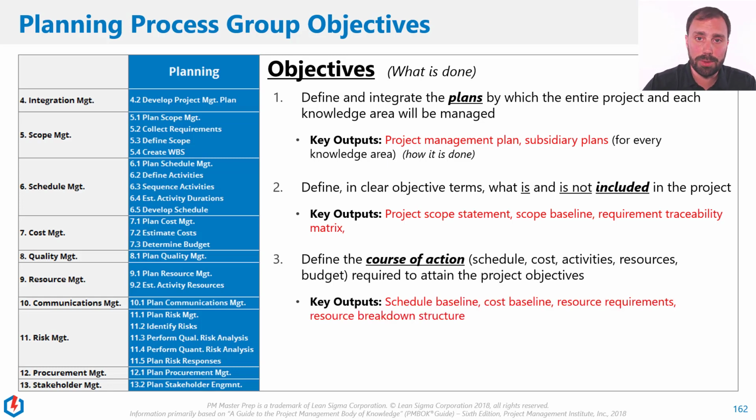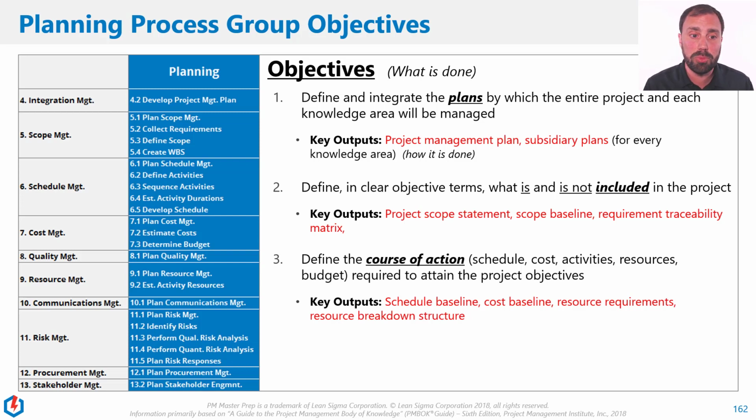All right. Number 3 objective is we define the course of action for schedule, cost, the activities, the resources, the budget required to attain the project objectives. Okay. So here's where we say the schedule baseline, the cost baseline, the resource requirements, and the resource breakdown structure. So we're getting granular in how we're doing things in the project now. We've moved from planning to actual things that we're going to do to achieve stuff.